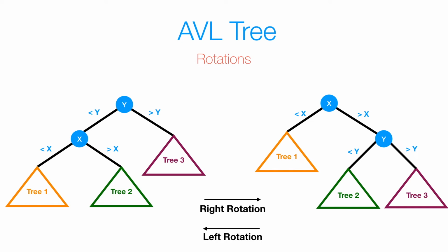Now I want to go over a simple way to think about these rotations. So moving from the left diagram to the right diagram, which is known as a right rotation, picture your hand on link XY. If you were to move your hand in a clockwise direction, and there was a lock on tree 1, what will happen is that X would move on top, Y would go below, and tree 2 would just slide across to Y's left subtree. And that's exactly what a right rotation is.